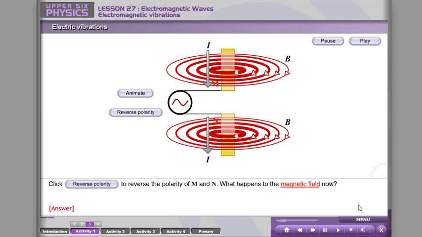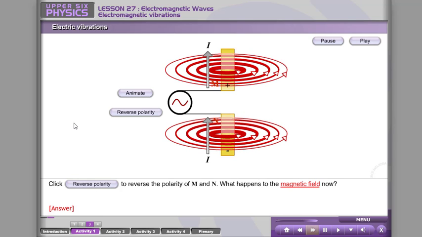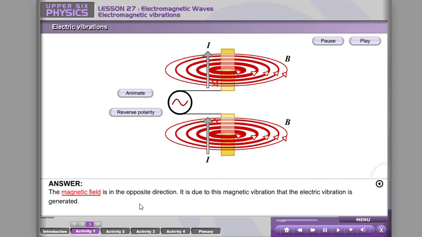Click the Reverse Polarity button to reverse the polarity of M and N. What happens to the magnetic field now? Answer: the magnetic field is in the opposite direction. It is due to this magnetic vibration that the electric vibration is generated.